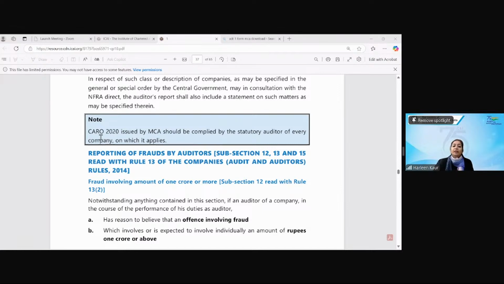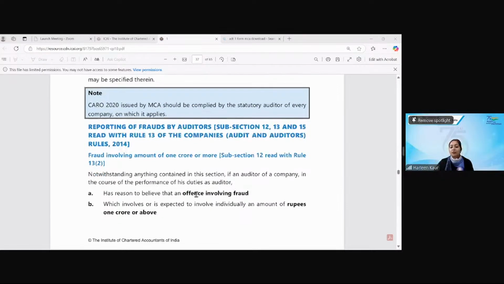So if the auditor, while doing his duties, finds that something is offensive which involves fraud, and the fraud is of an amount of rupees 1 crore and above.